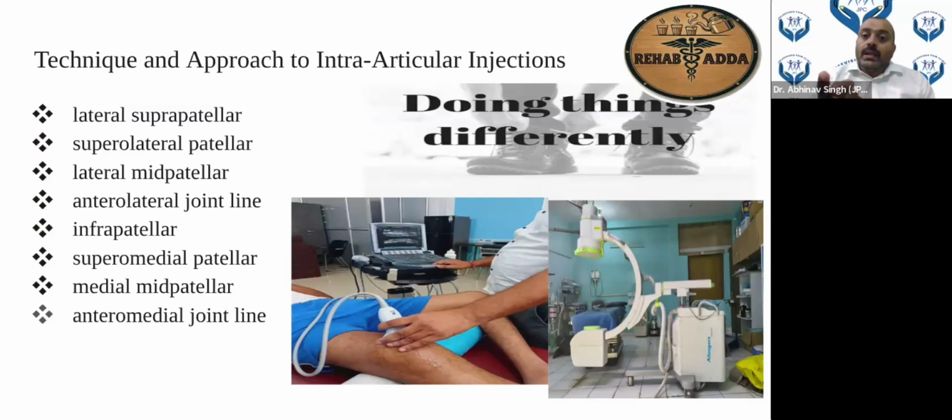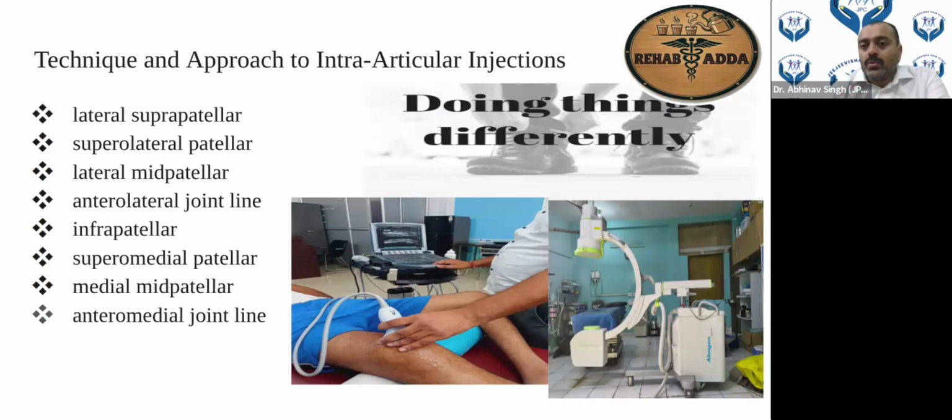First thing, the interventionist's confidence in the approach, and accordingly you can manage that. For example, the superolateral patellar approach was my common approach when I used to give it USG guided. Nowadays, whenever I am giving blindly, I do prefer to go for the infrapatellar or anteromedial joint line. So whatever is your level of comfort, you have to make sure it is.